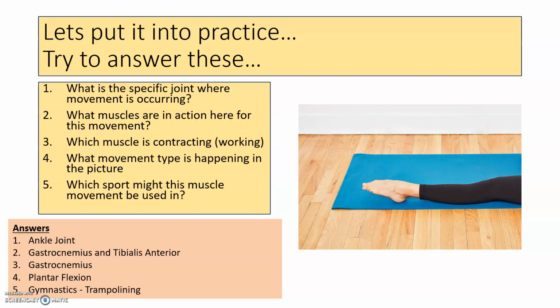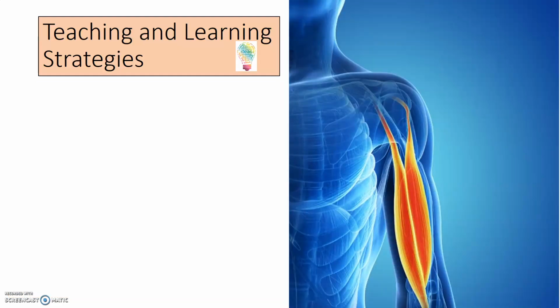And ultimately, this type of movement is plantar flexion, and a good example in sport that we could have talked about here is the seat drop in trampolining, where we point those toes forwards when we get into that seat drop position. So that would have been a really good example to use there as well.